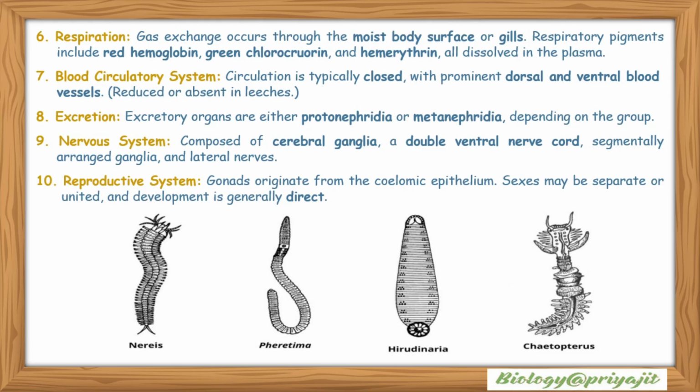Excretion: excretory organs are either protonephridia or metanephridia depending on the group. Nervous system composed of cerebral ganglia, double ventral nerve cord, segmentally arranged ganglia and lateral nerves. Reproductive system of annelids: their gonads originate from the coelomic epithelium or peritoneum, and their sexes may be separate or united, and their development is generally direct, but a trochophore larva is found in their life cycle. So these are the images of Nereis, Pheretima, Hirudinea, Chaetopterus. These are the examples of the phylum Annelida.